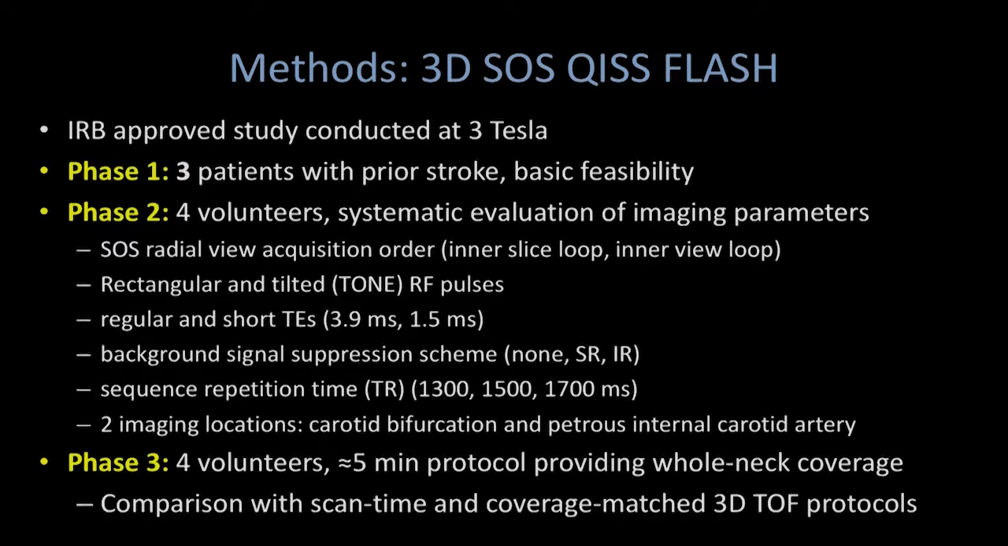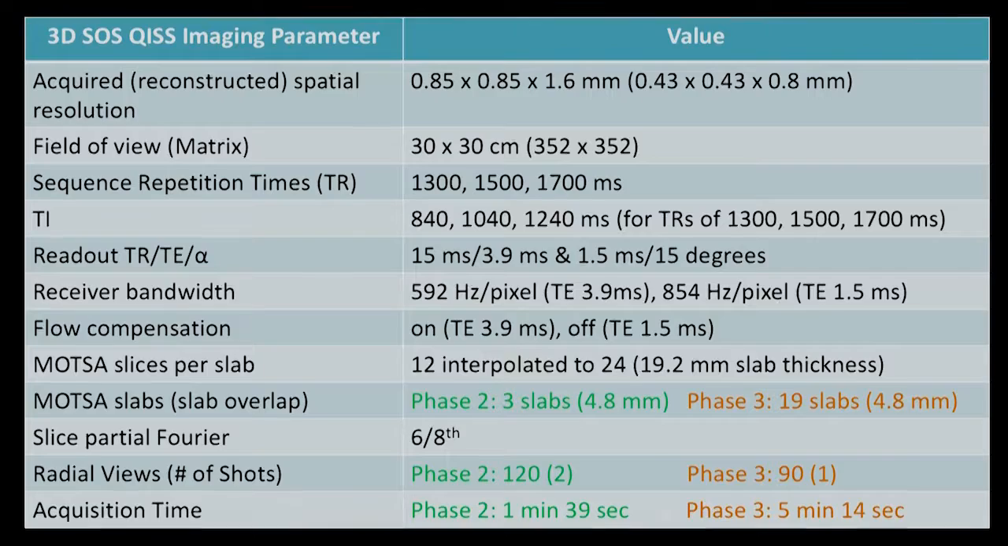In the second phase, we involved 4 volunteer subjects where we systematically evaluated some imaging parameters to help identify a set of parameters that we could apply in phase 3, where we applied a 5-minute protocol, not only limited to the bifurcation, but providing whole neck coverage. And in this phase, we compared the stack of stars QISS acquisition to time- and coverage-matched 3D time-of-flight protocols.